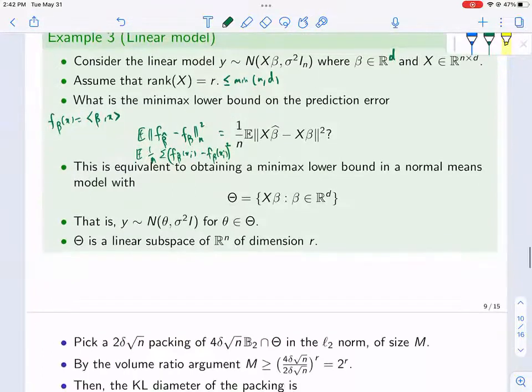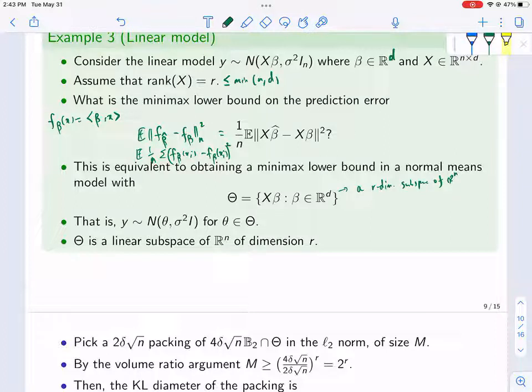Okay, so this is equivalent to the normal means model that we just saw. So I can write it like that, where theta is in capital theta. Now the only difference with the previous case was this was R^n. Now this set is the image of x, which is basically going to be an R-dimensional subspace of R^n, right? Because the rank of x is r.